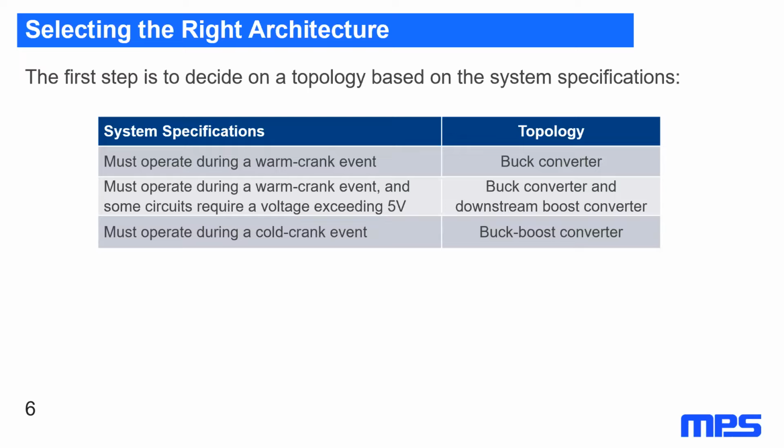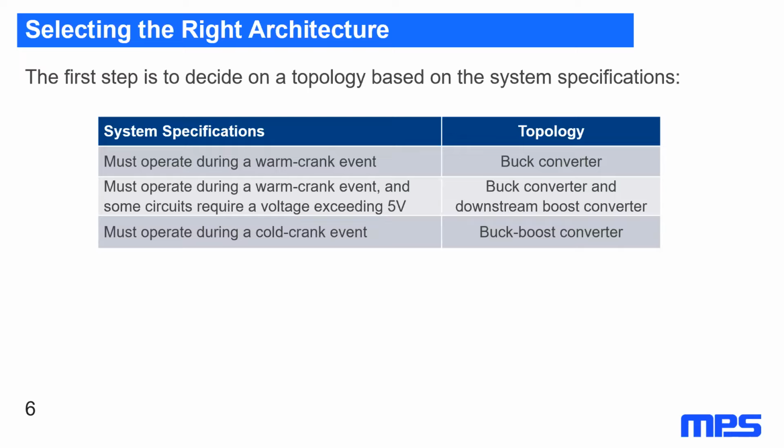So the first step to decide which pre-regulator we are going to use is to decide on the topology based on the specifications. We have presented here 3 different cases. Maybe there are more, but that would be going very in depth. So the first case would be if our system must operate during a warm crank event. During a warm crank, we can consider that the input voltage on our pre-regulator will drop to about 6 or 5 volts.